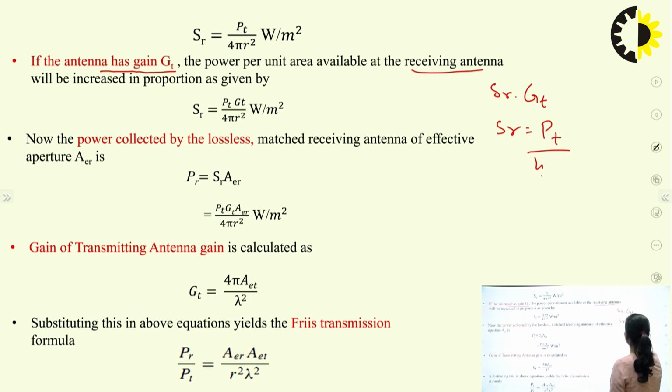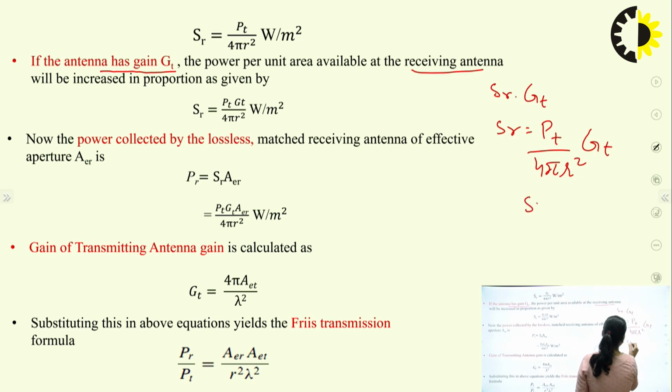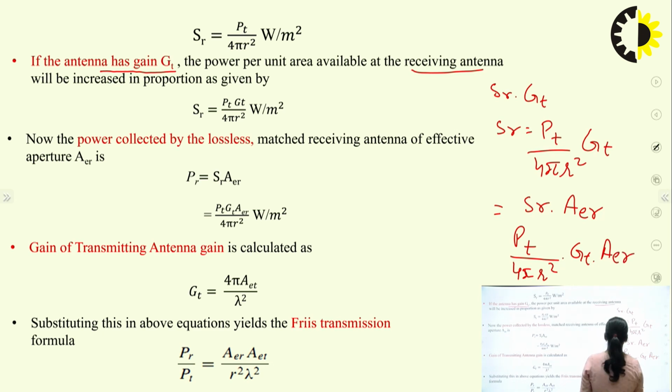PT upon 4 pi R square into GT. Now the power collected by the lossless matched receiving antenna of effective aperture AE. So SR is multiplied by AE, meaning the effective aperture area at the receiver side. So SR into AER is equal to PT upon 4 pi R square into GT into AER. So this is the power PR.